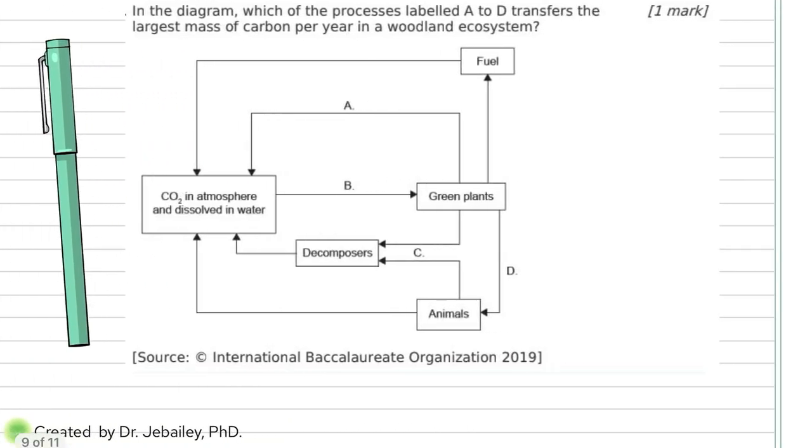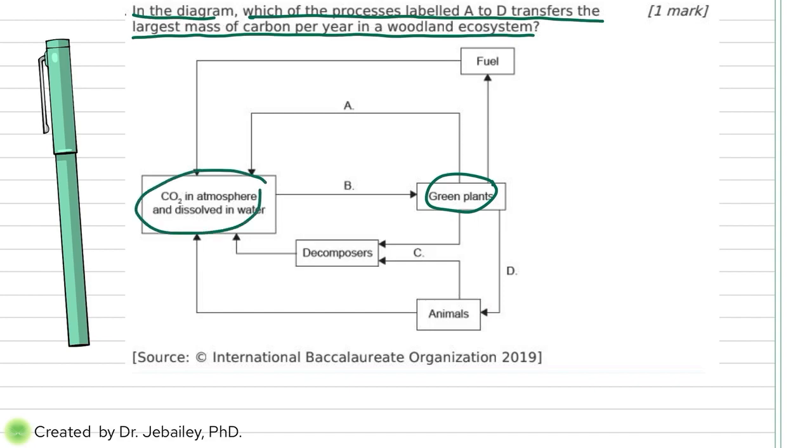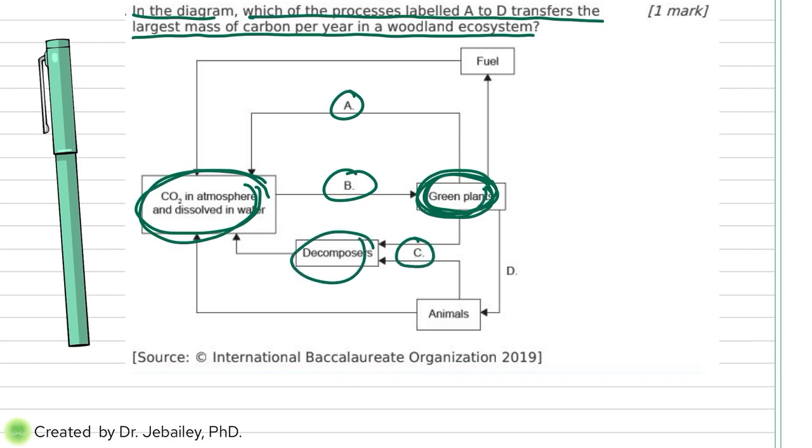So moving on to the next question here, it says, in the diagram, which of the processes labeled A to D transfer the largest mass of carbon per year in a woodland system? So we're talking about a massive amount of carbon moving. What is it moving? Is it moving from a green plant here to the atmosphere? That would be known as A. Or is it moving from the atmosphere to the green plant as B? Or is it moving from the green plant right here into a decomposer as C? As well as the animals, you can see, right? The animals and the plants moving to the decomposer.